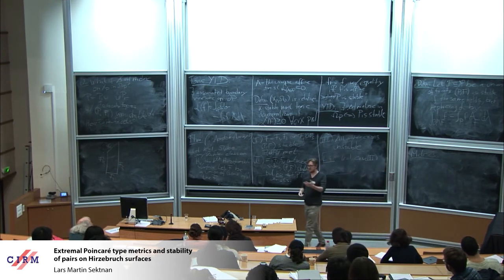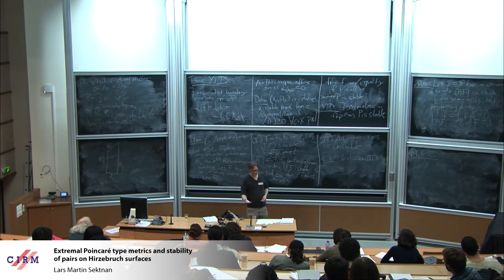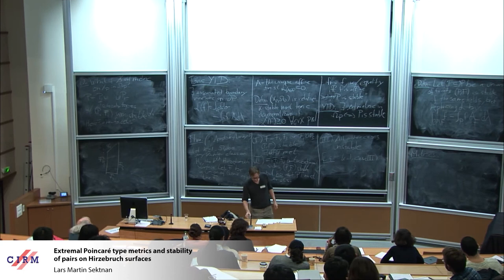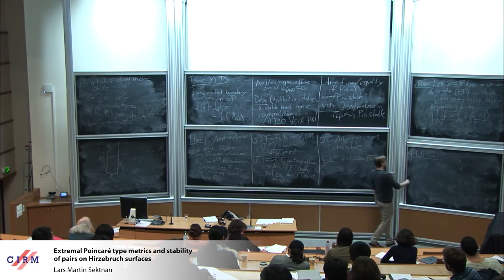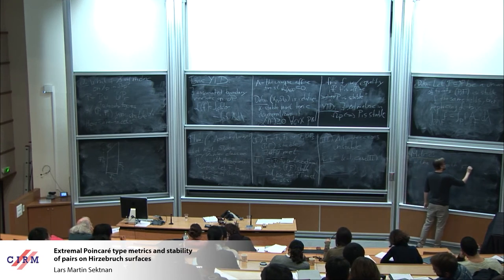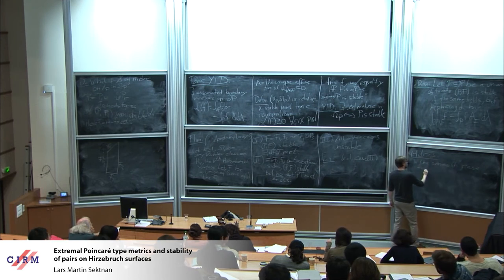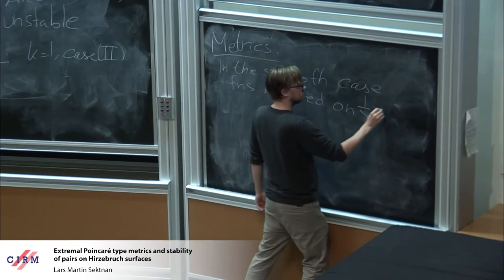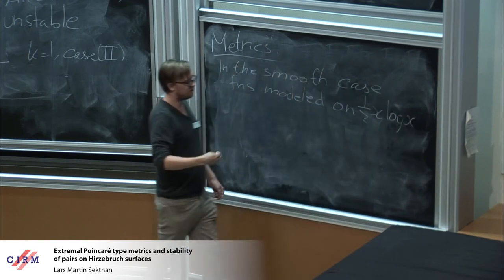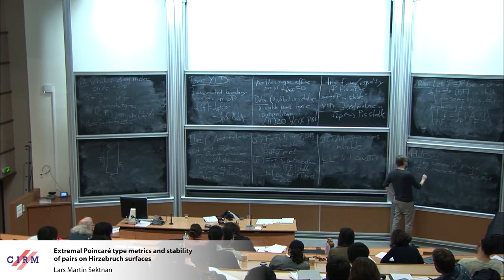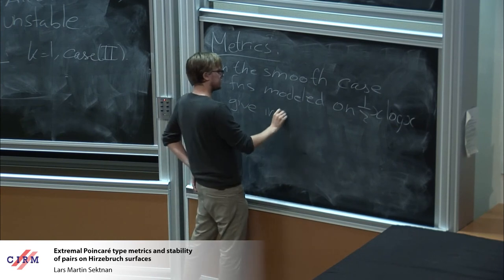So, as I briefly said, invariant metrics on toric varieties are described by convex functions. And in the smooth case, functions modeled on a half x log x give you invariant metrics.